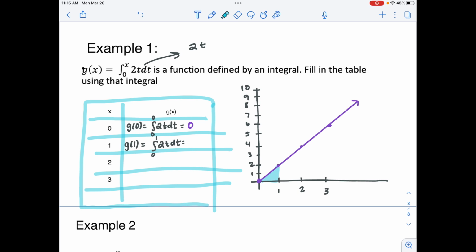And it's just a triangle, so I just need to use the triangle formula. It would be 1/2 base times height. The base is 1, and the height is 2. And so my answer to this is going to be 1, because 1/2 times 1 times 2 is 1. And so that means g of 1 is 1.